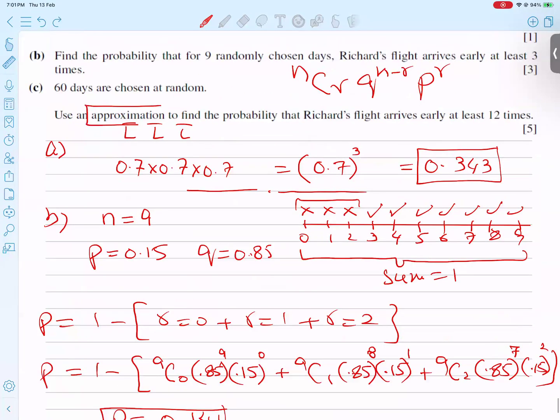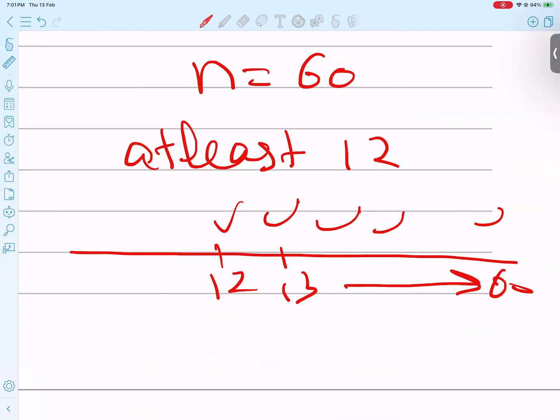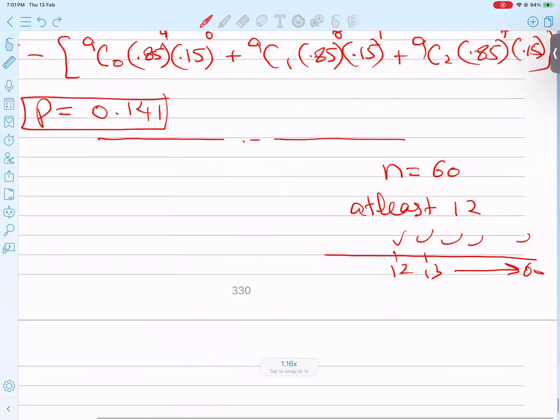Whenever the words approximation, suitable approximation, normal approximation, or estimation are used, we go for a special technique which I'm going to address. He's saying Richard's flight arrives early at least 12 times. What does at least 12 times mean? It means 12, 13, continuing till 60. So how can we apply so many binomial formulas? We cannot. So what is the solution we have then?